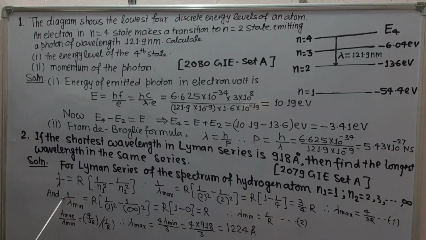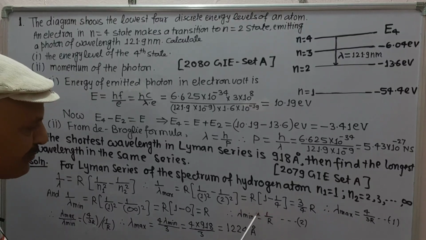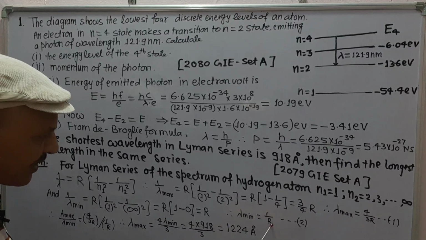Similarly, between n1 equal to 1 and n2 equal to infinity, we get 1 upon lambda minimum is equal to R into 1 upon 1 square minus 1 upon infinity square, which is equal to R into 1 minus 0, which is equal to R. So lambda minimum will be equal to 1 upon R.